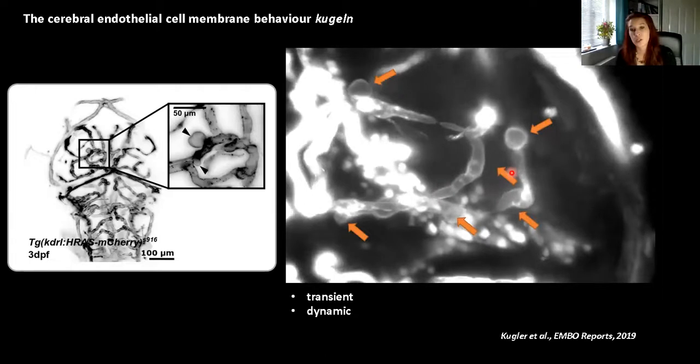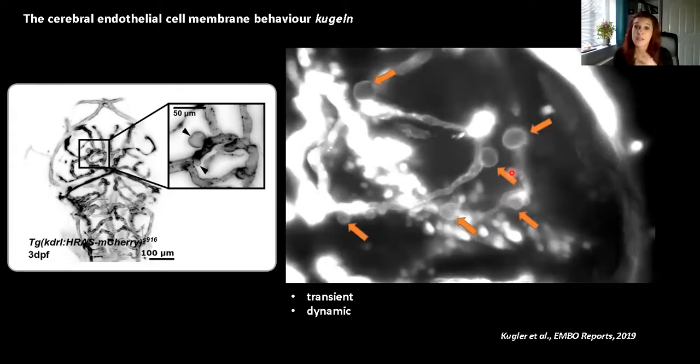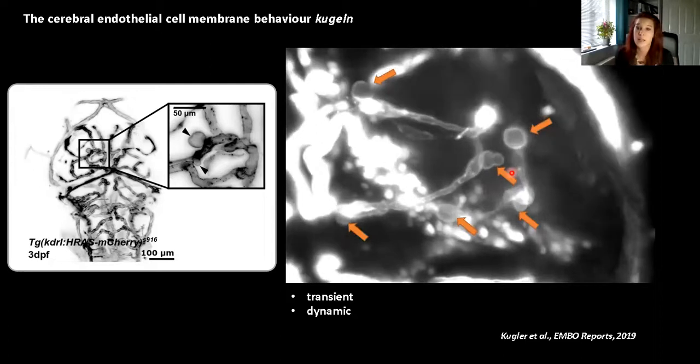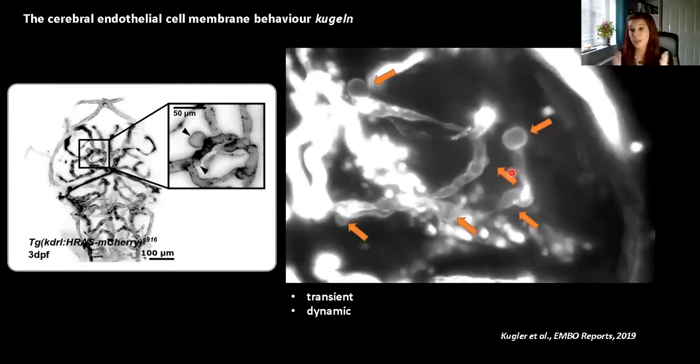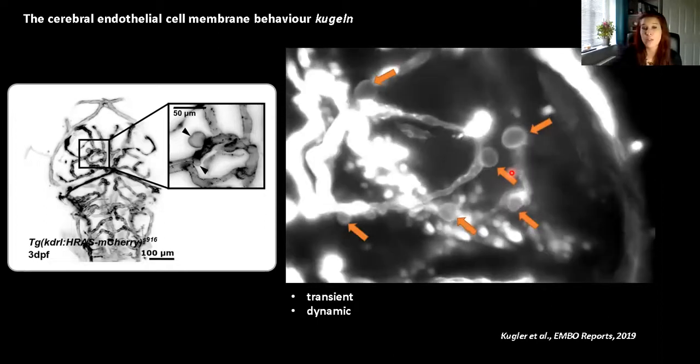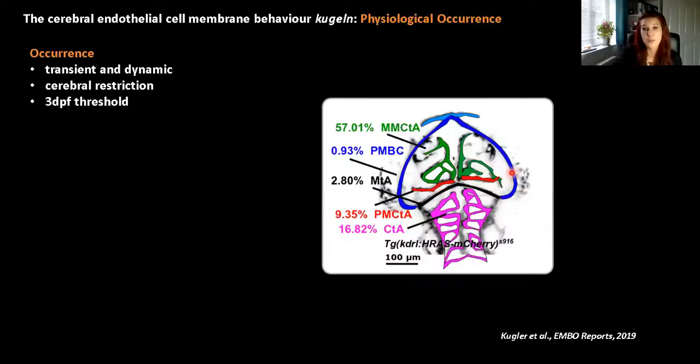And these data really showed us that Kugeln are very dynamic, so they can change their shape, but also that they're transient. So they always retract back into the parent cell. They never burst, shed, or anastomose from the vessels. And so we wanted to know where we would find Kugeln. And we were actually quite surprised by finding that they're only found in the head vasculature and never in the trunk or any other vascular beds.